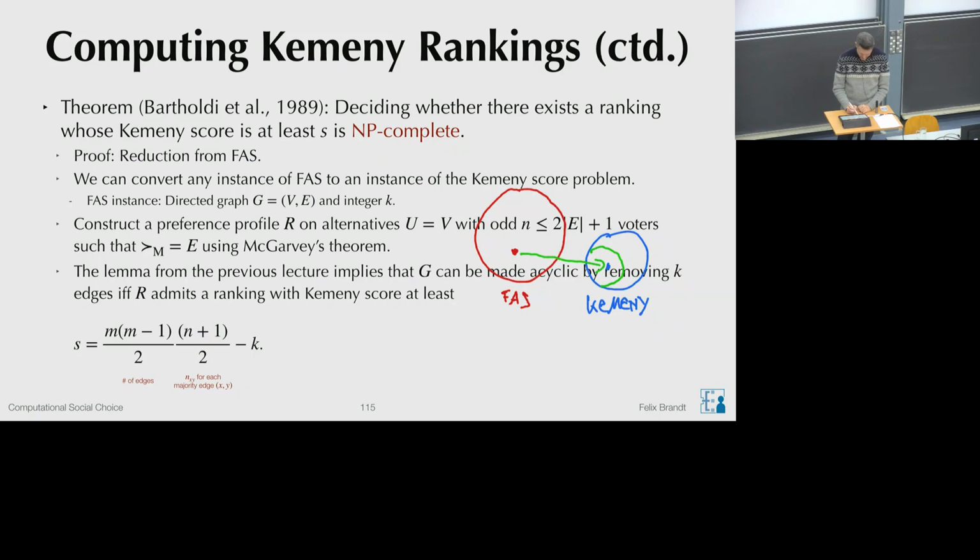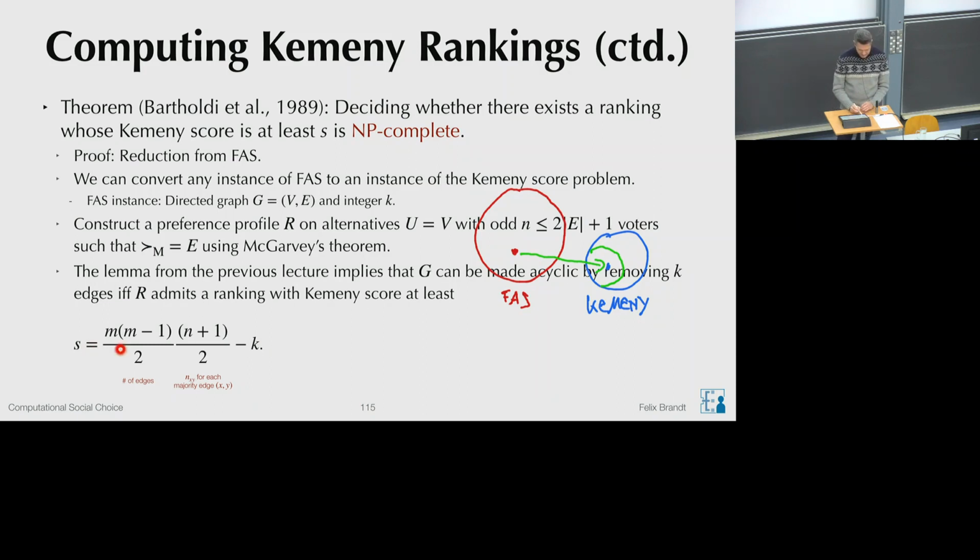Here, in order to compute the Kemeny score, we would need to count for each majority edge the number of voters who prefer x to y, and this is just barely more than 1/2 of the voters. So therefore, here it is (n+1)/2. And then, if the original majority graph would be acyclic, that would be exactly the Kemeny score that we get. But we have to turn around some of the edges, or let's say remove some of these edges, and this is why we have to subtract k here. Okay, we have to remove k edges in order to get rid of all the cycles.